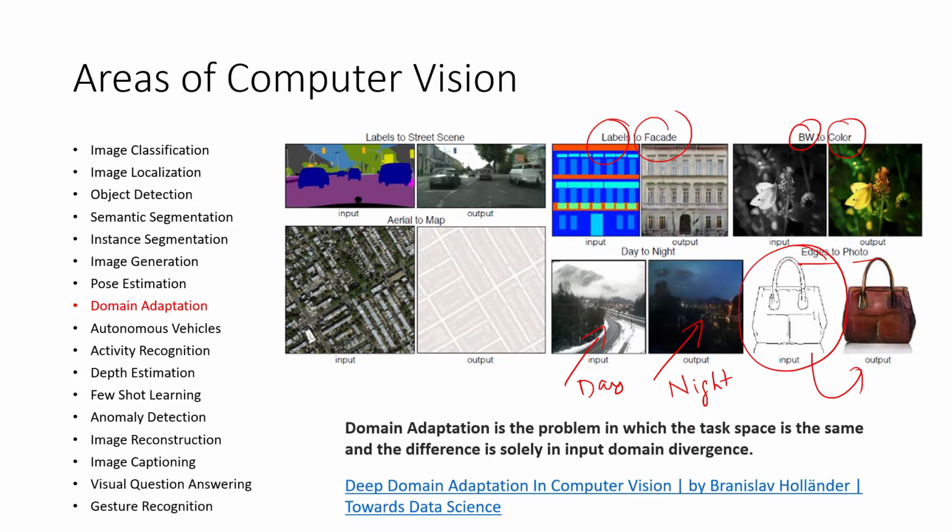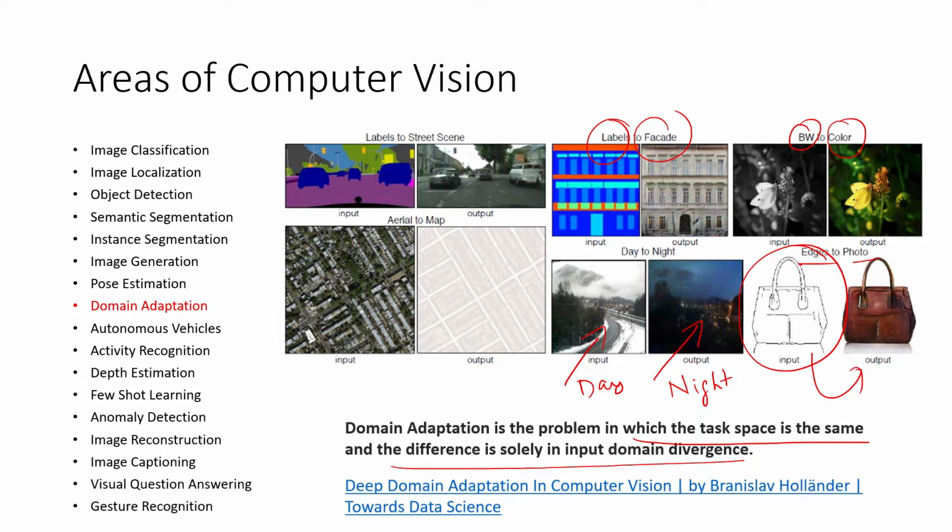So these are all examples of domain adaptation, and the definition is: domain adaptation is the problem in which the task space is the same and the difference is solely in input domain divergence. You can read more about it and experiment with it. You can make projects out of it.